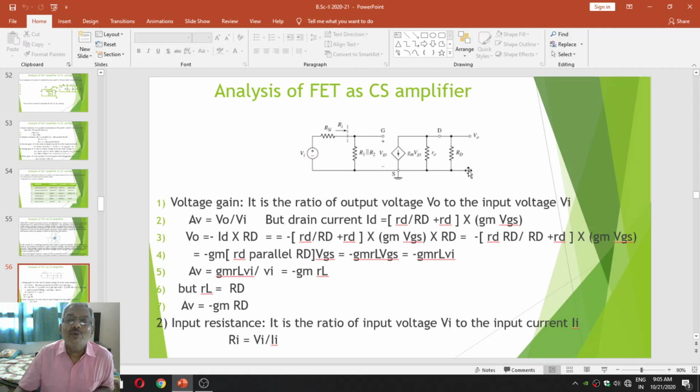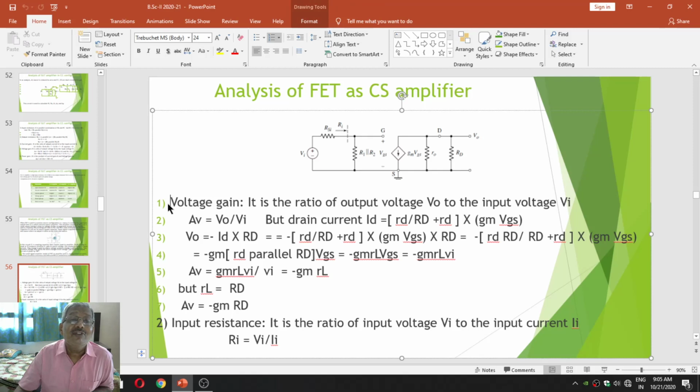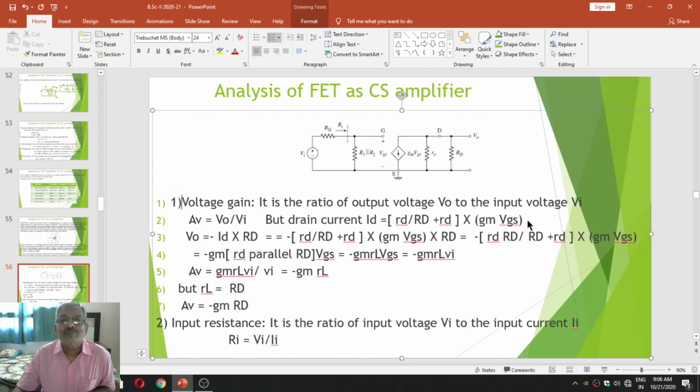By using this model, we are going to determine the parameters associated with this amplifier. The first parameter we determine is the voltage gain. Voltage gain, as usual, is the ratio of output voltage to input voltage. Here is the input voltage, whereas the output voltage is across RD. VO upon VI represents the voltage gain, represented here as AV equal to VO upon VI. But drain current ID is given as rd upon capital RD plus small rd into Gm into VGS.